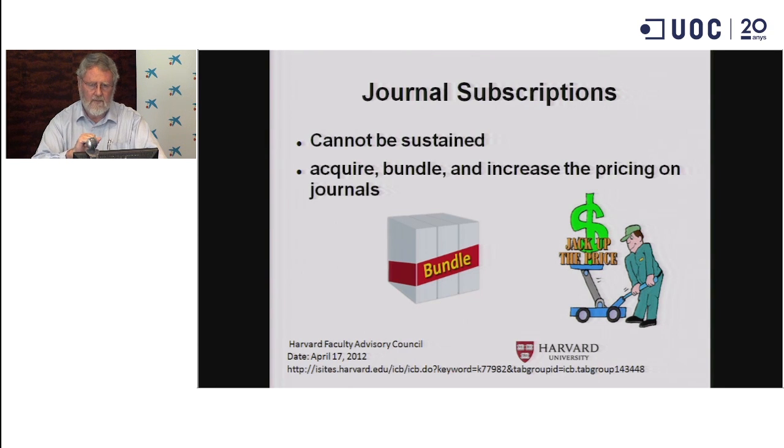You can acquire database access in bundles, and they increase the pricing on journals all the time. They're always jacking up the prices. I have below the link to the article on Harvard, where they're basically saying they can't afford to pay these subscriptions anymore. And if Harvard, with their huge endowments, cannot afford to pay for the subscriptions, how can the rest of us? So that scenario where we continue to pay Elsevier and all of these other commercial entities is just not sustainable. So we have to look at other ways to ensure continuous access to scholarly research, and open access is one of the ways that we can do that.